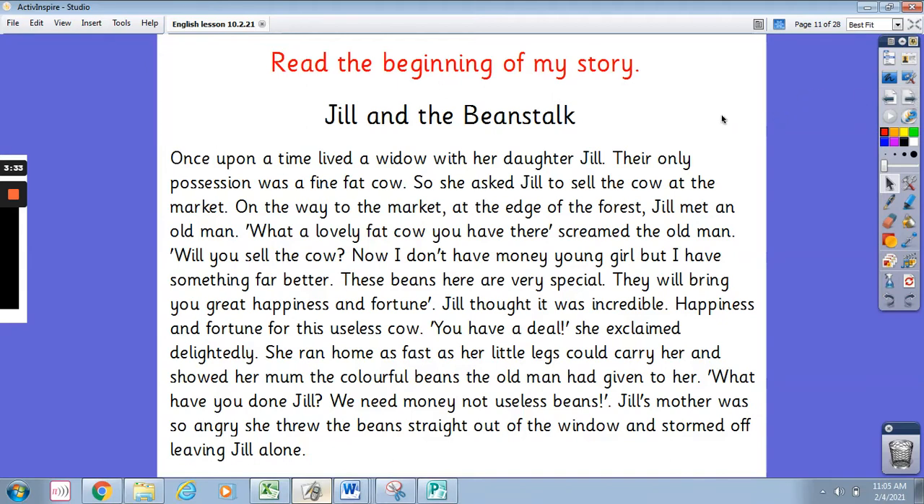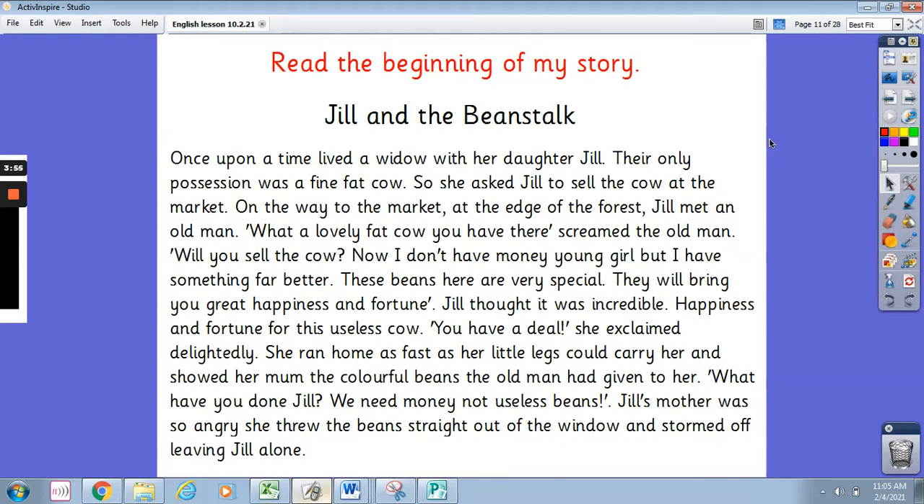Brilliant work. I'm going to read the start of my story out loud for you now. So, Jill and the Beanstalk. Once upon a time lived a widow with her daughter Jill. Their only possession was a fine fat cow, so she asked Jill to sell the cow at the market. On the way to the market, at the edge of the forest, Jill met an old man.